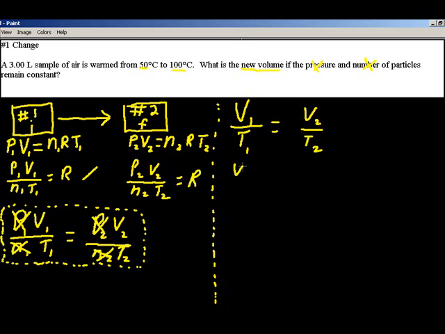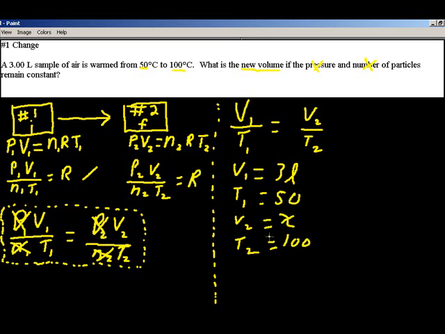And like before, you write down V1, T1, V2, T2. The volume given is 3 liters. The temperature is 50. Volume 2, that's what you're looking for. The ending temperature is 100.